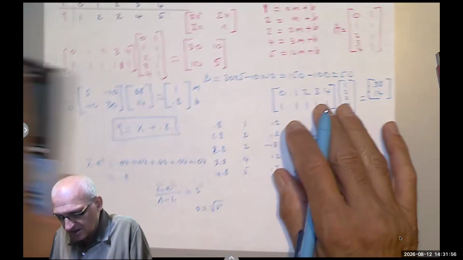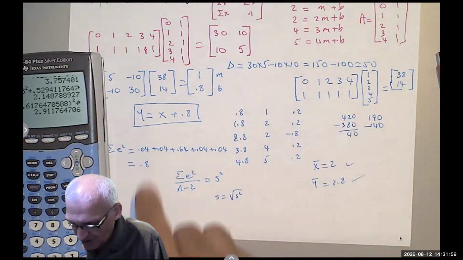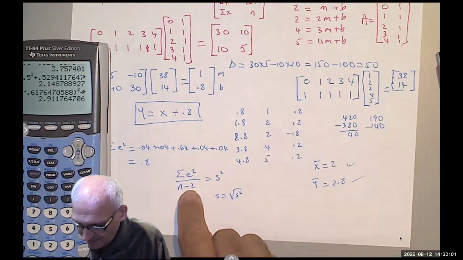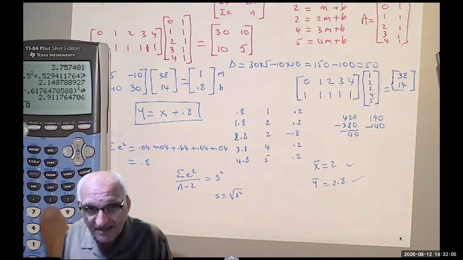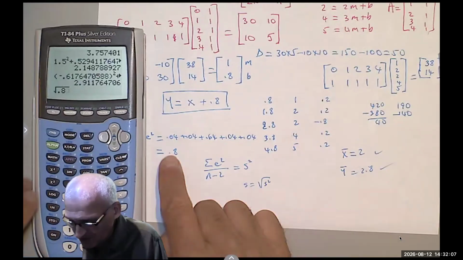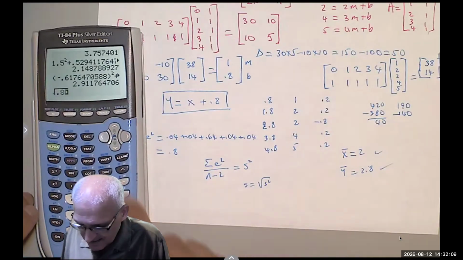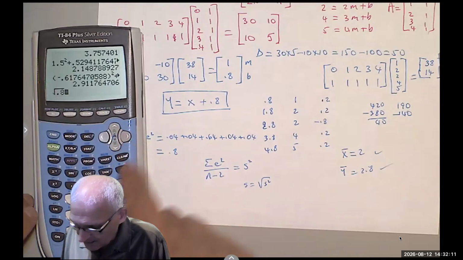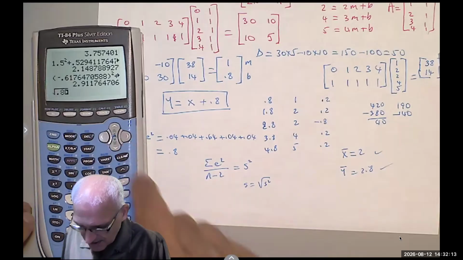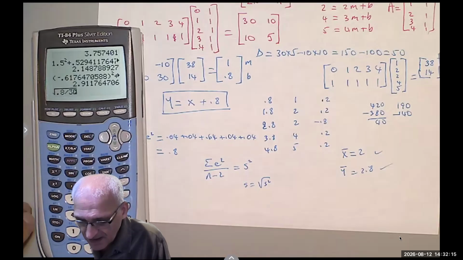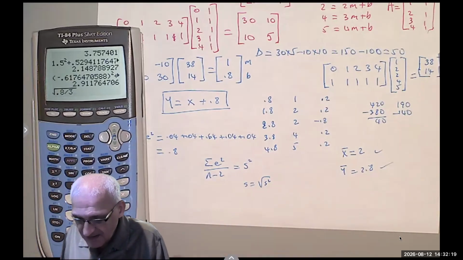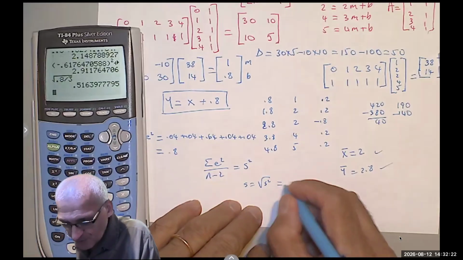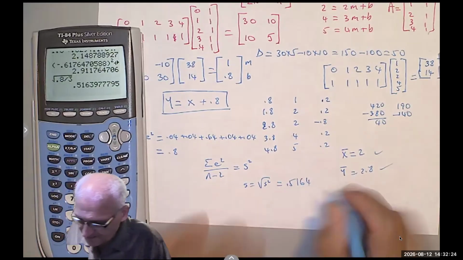So let's make sure that we didn't make any error. If I take the summation of error squared, 0.8, and divide that by 3, and then take the square root to get S, I get S equals 0.5164.